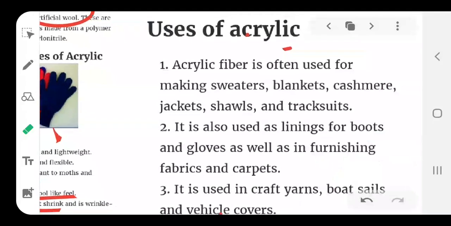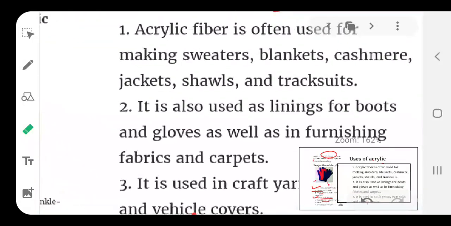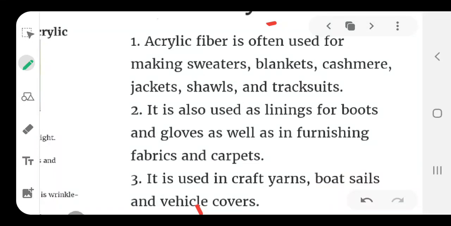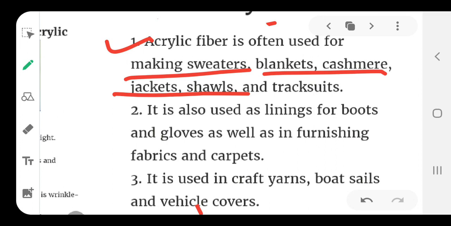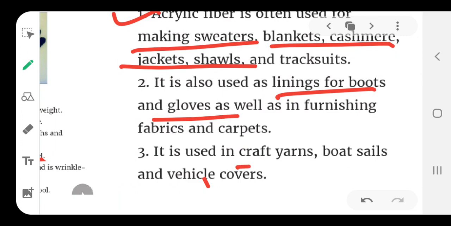So continuing with the acrylic, I have told you the properties, and because of those properties we have applications here. So it is basically used in the making of sweaters, blankets and other things, jackets and shawls, all of which we use in the winter days. Then they are also used in the lining of boots and gloves, so they have got a massive application. And they are also used in craft yarns, boat sails or vehicle covers.